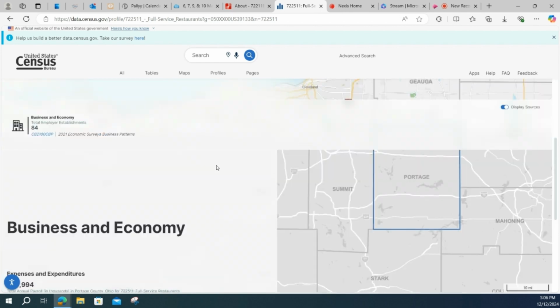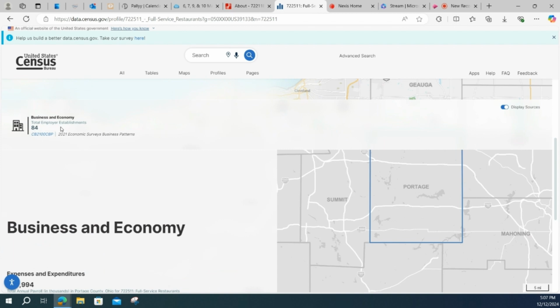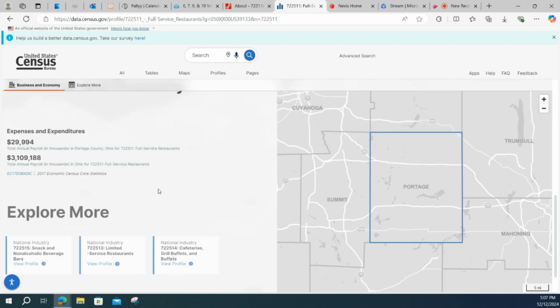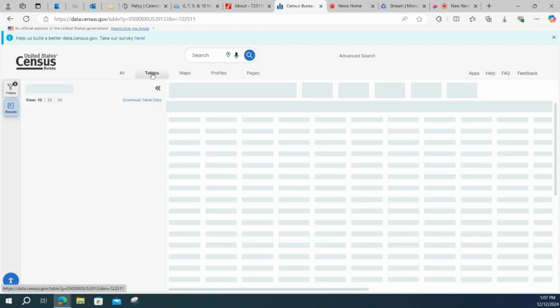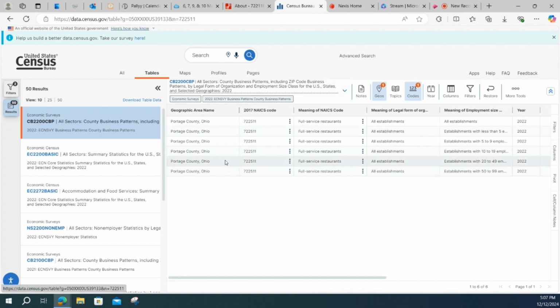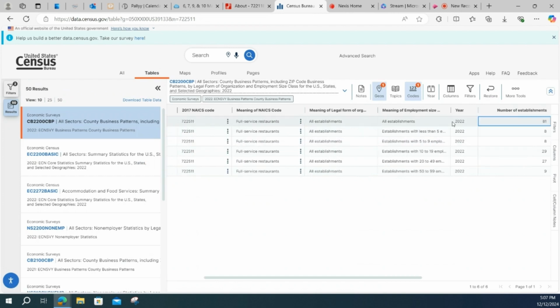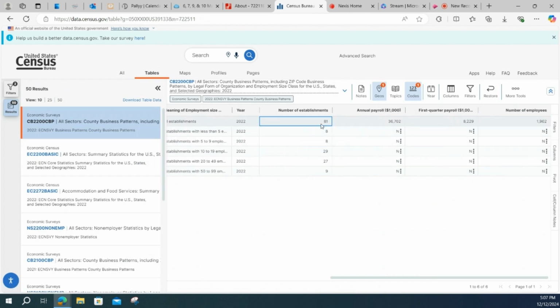If I click on the profile, I get to see a little bit more about these employers, and I definitely get to see their expenses. So when you're looking at this number for payroll, it is times 1,000. So 29,000 times 1,000 is the actual total for that number. Just be cautious of that. I could also at the bottom look at the national data for this particular industry. If I click tables, I'm seeing Portage County, Ohio, information for that code, full service restaurants. If I scroll over, I can see the number of employees in this industry in those 81 restaurants.